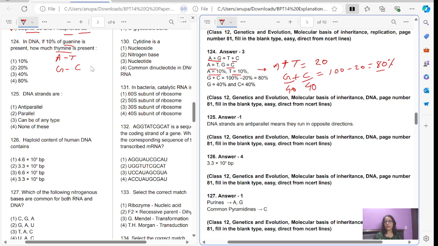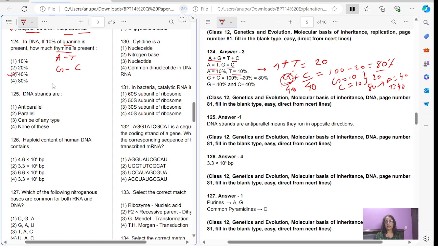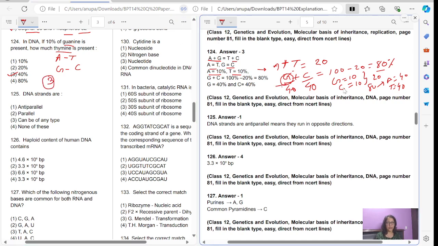The answer for this question: it asks how much thymine is present if 10% is guanine. Here guanine is 10%. It means cytosine will also be 10%, and both make 20%, leaving 80%, so adenine will be 40% and thymine will be 40%. So 40% thymine is present, and our answer for this question will be the third option. Guanine and cytosine is given here.